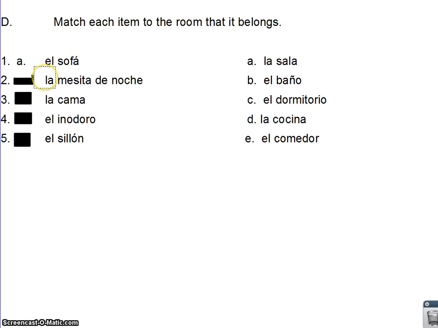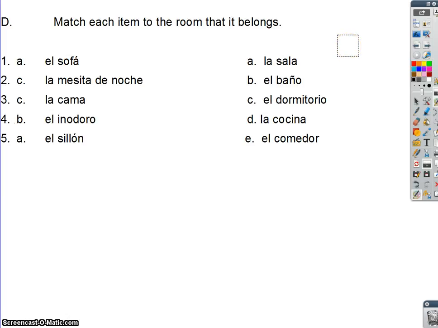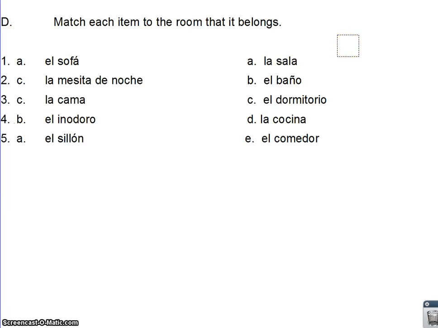La mesita de noche, the nightstand, belongs in el dormitorio because that's the bedroom. La cama, bed, also belongs in the bedroom. El inodoro, which means toilet, belongs in the bathroom. And el sillón, which is armchair, belongs in the living room as well. You guys, if you had trouble with this section, that probably means that you need to spend more time going through your vocab note cards.